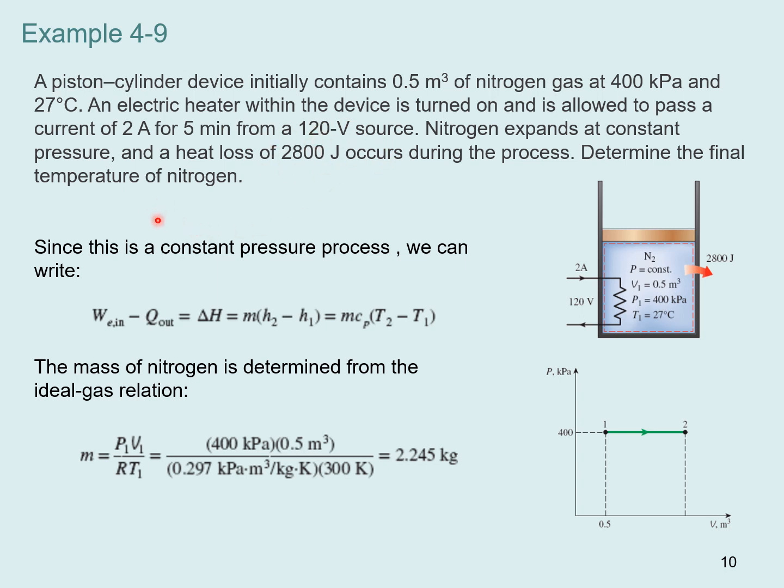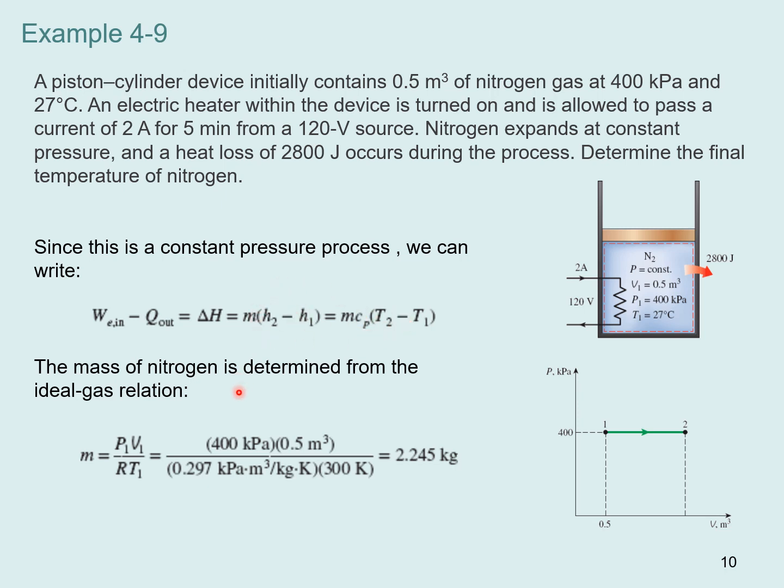So this is a constant pressure process, so we're going to use the enthalpy value. We have the work in minus the Q out is delta H. Delta H is m times the change in enthalpy. And here we're going to use the specific heat at constant pressure, the c_p value. So it's m c_p times delta T. And this is very good for a gas. Remember, this is nitrogen as a gas, so we can use these specific heat values.